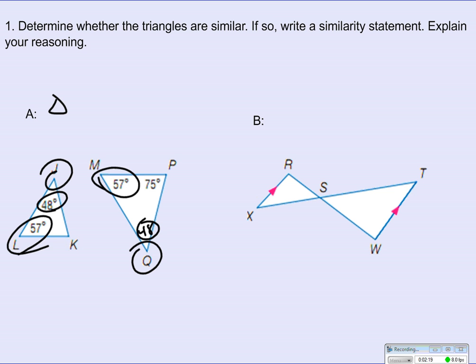My similarity statement will just look like this. JLK, similar to triangle QMP by angle, angle. Sorry, that's a P.